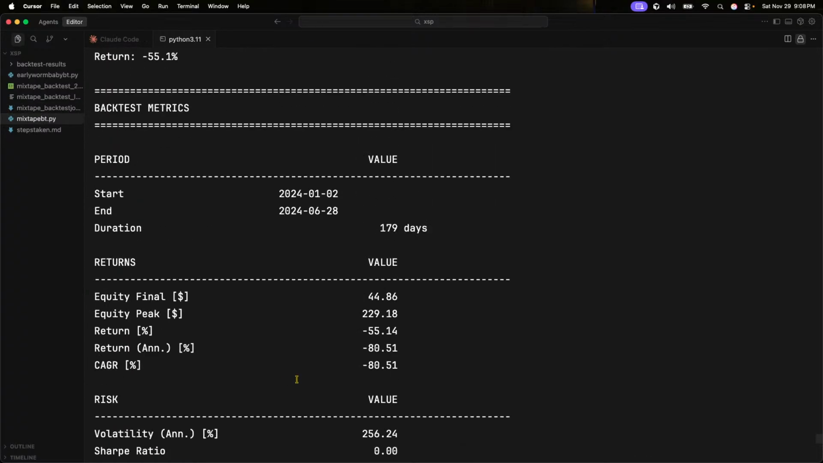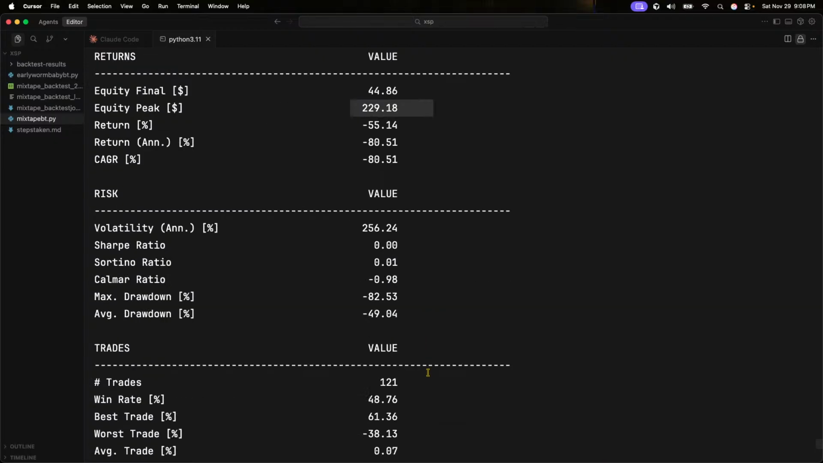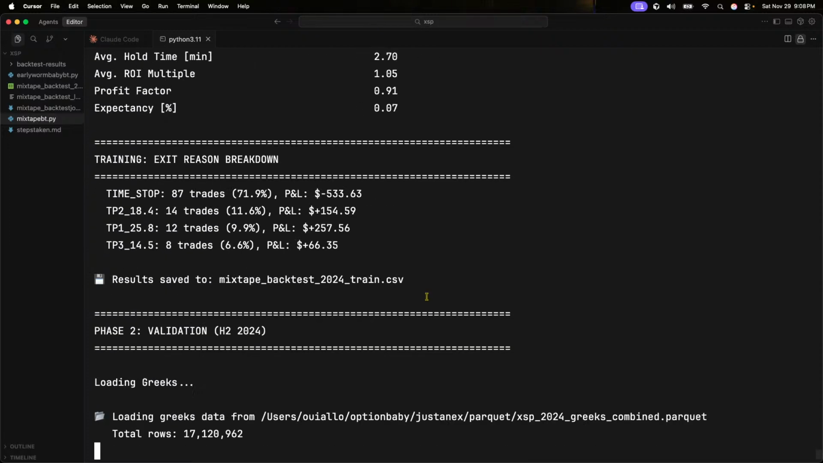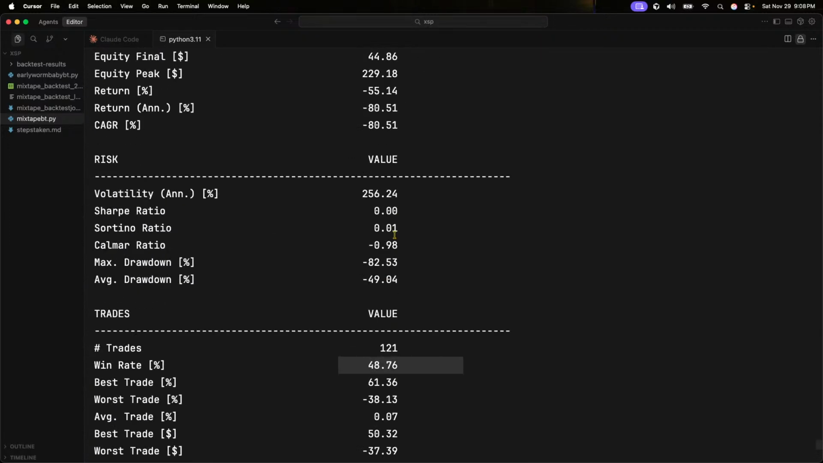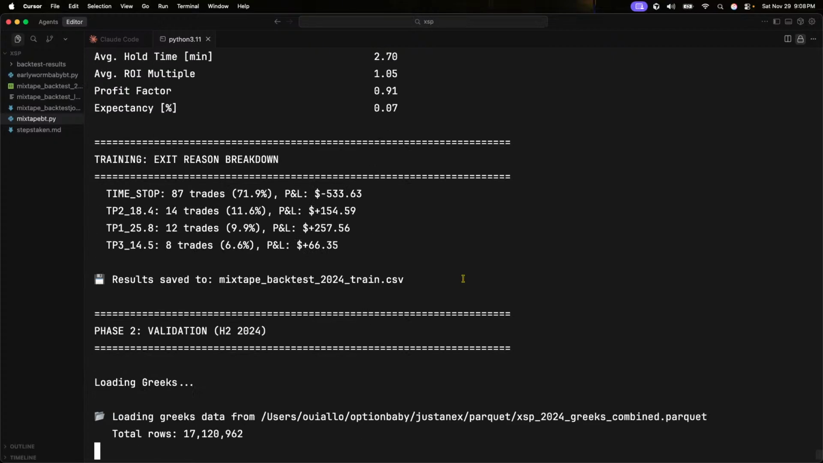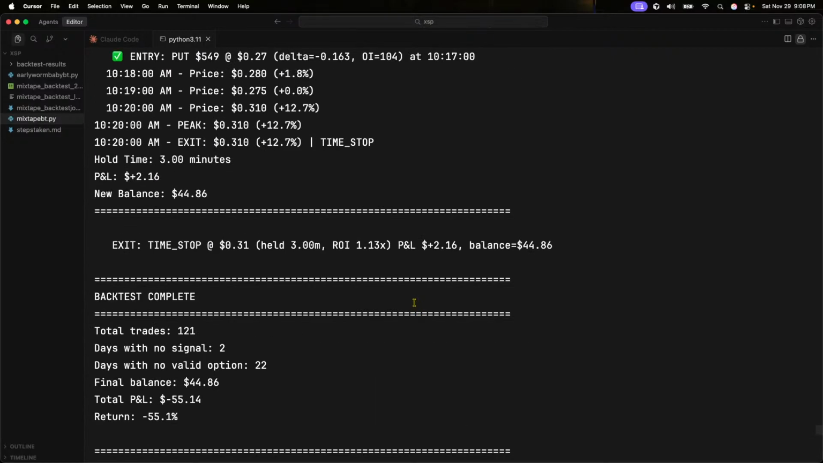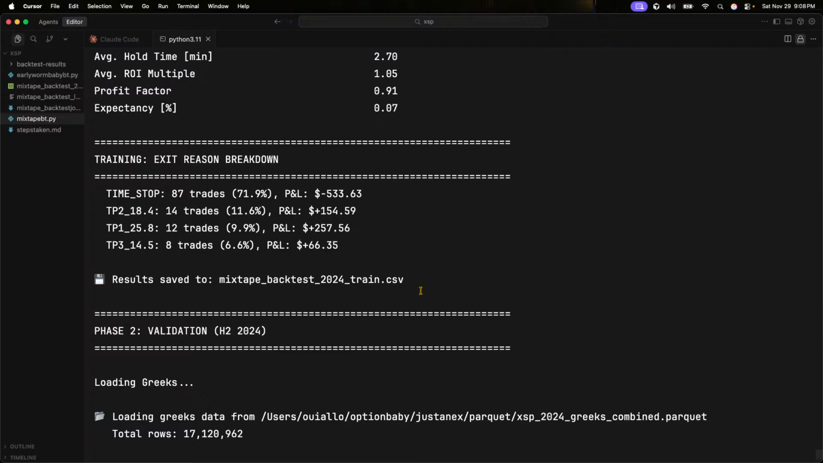Okay, let's look. We peaked at 229. Our win rate is 48%. We had 121 trades, but we're still giving back too much money. Our drawdown is 82%, right? So the strategy went from damn near $100 to what, $18? And the final was 44. That's kind of crazy. So we have a few more parameters that we need to adjust.